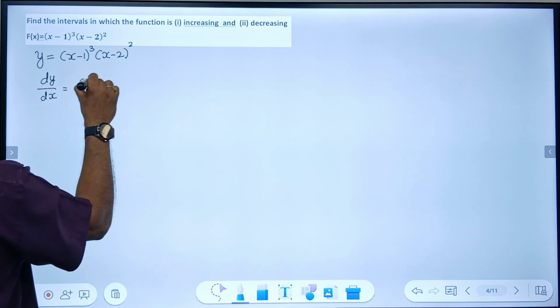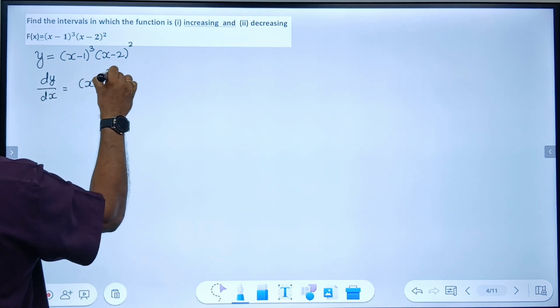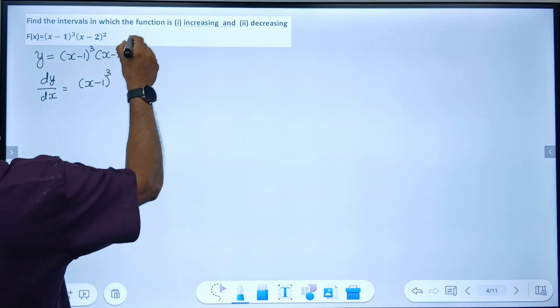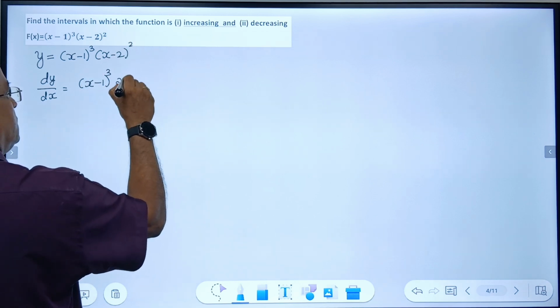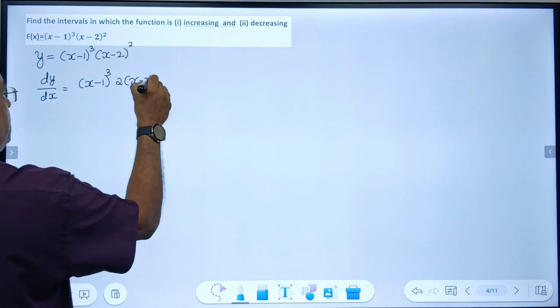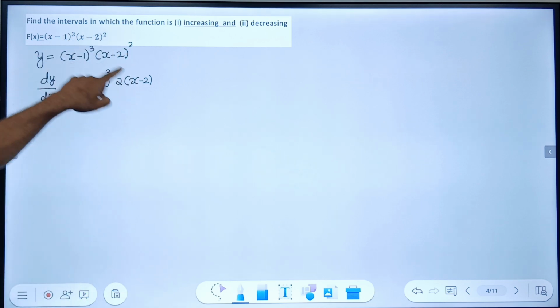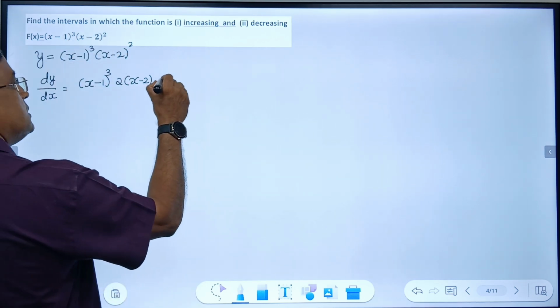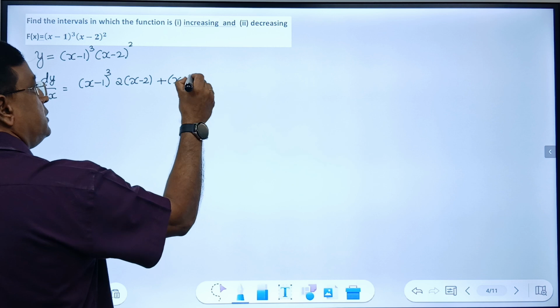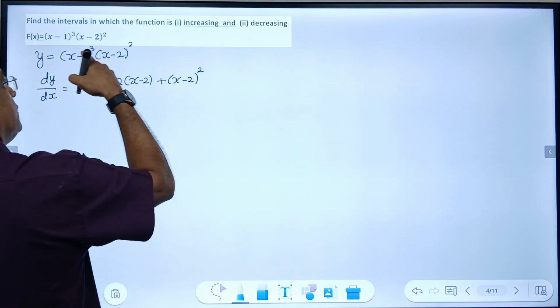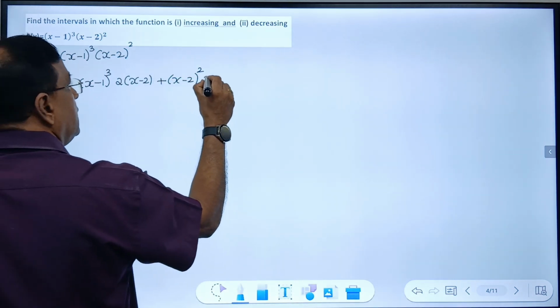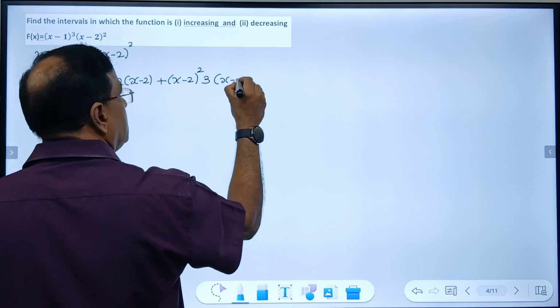So what is dy by dx? I'm going to use product rule. (X minus 1) the whole cube. Now differentiation of (x minus 2) whole square will be 2 times (x minus 2). I'm using chain rule, and differentiation of x is 1, plus (x minus 2) the whole square, and differentiation of (x minus 1) whole cube will be 3 times (x minus 1) the whole square.